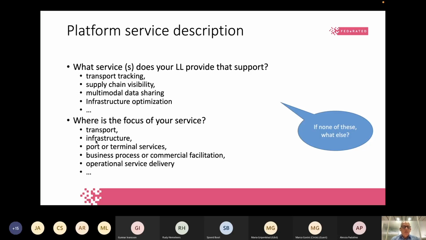Then there is the focus of the service itself. Is this a transport service or an infrastructure service? Are we at ports or terminals? Back to what I said earlier, is this more about business process or commercial facilitation? Are we purely focusing on operational service delivery? So again, knowing what the focus is helps a lot, so that when we try to match up different living labs, we do that in such a way that the services can be meaningfully connected.